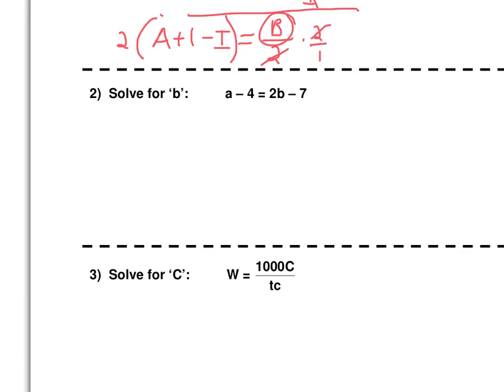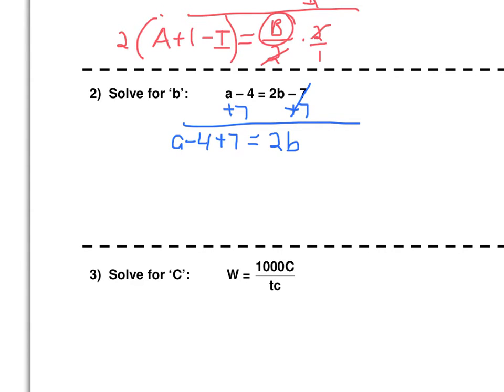All right, number 2, write it down. A minus 4 equals 2b minus 7. All we're going to do here is isolate for b. We're going to solve for b right there. So first thing I want to do is undo the subtracting 7. So that means I'm going to add 7 to both sides. Now the 7 over here is eliminated, so I have 2b equals a minus 4 plus 7.